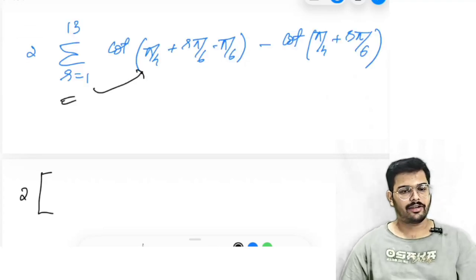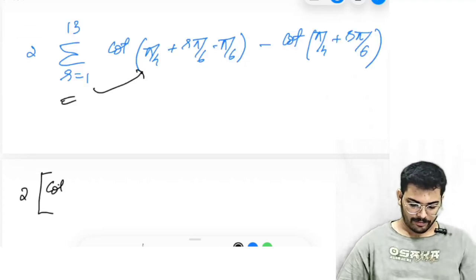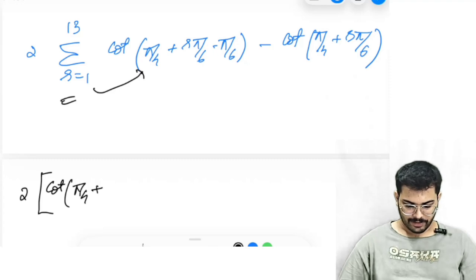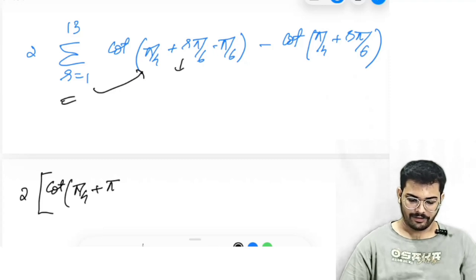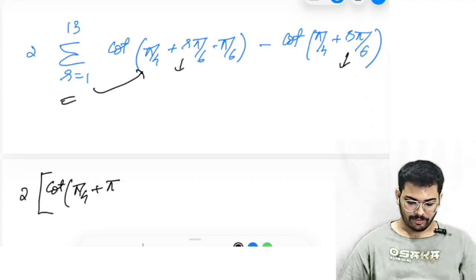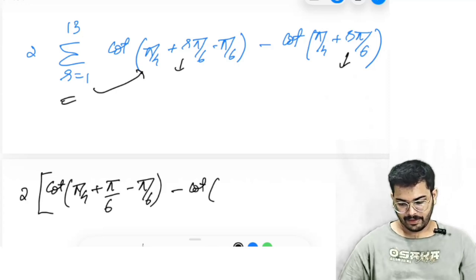First value will be r equal to 1. So when r equal to 1, it will become cot of pi by 4 plus r value, which is 1, minus pi by 6, minus cot of pi by 4 plus pi by 6.